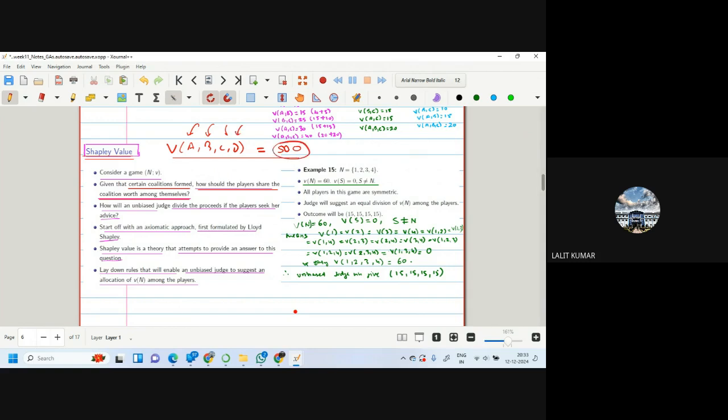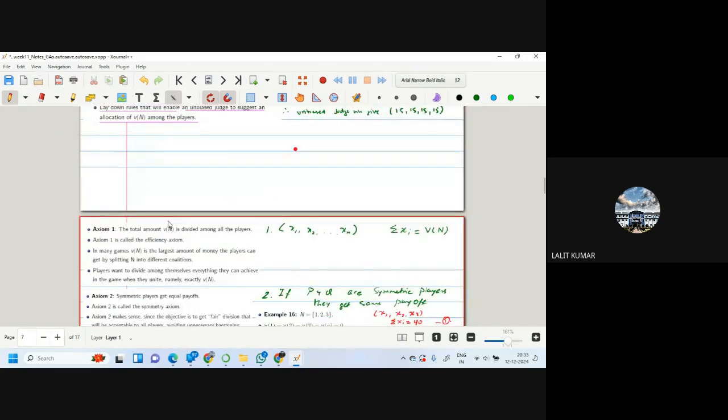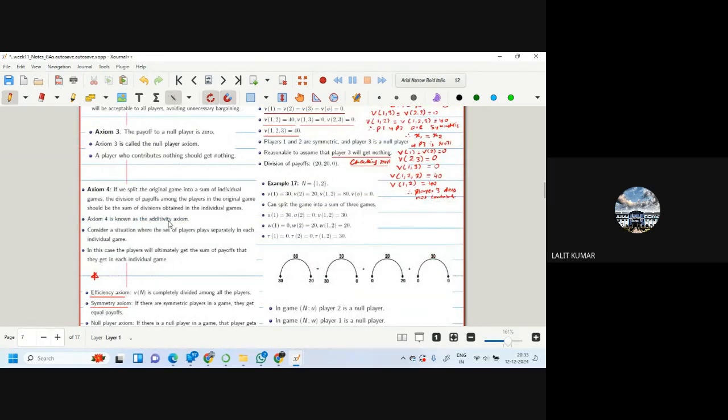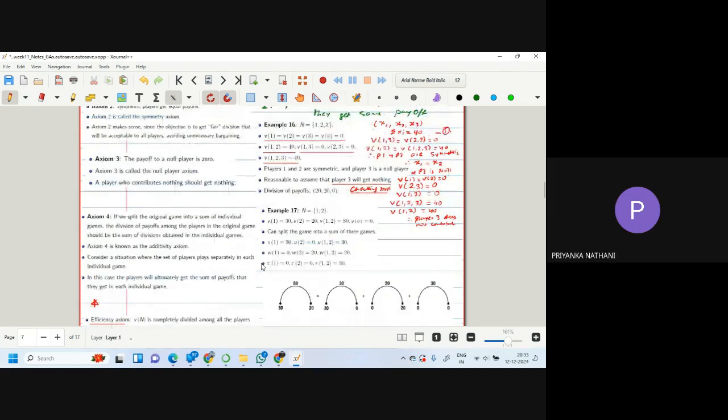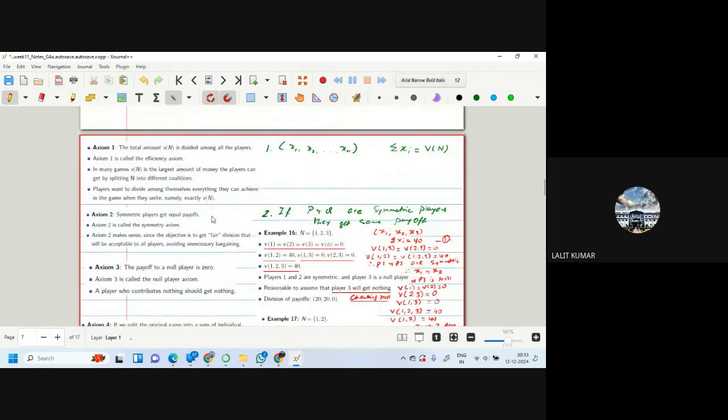There are two ways. One is the graphical way, using this subgame way. The second is mathematical, and the mathematical one is much easier. I'll cover the first part here. Axioms I have covered. I told you first of all that the total amount remains the same. A symmetric player will get equal payoff. A null player will get zero.